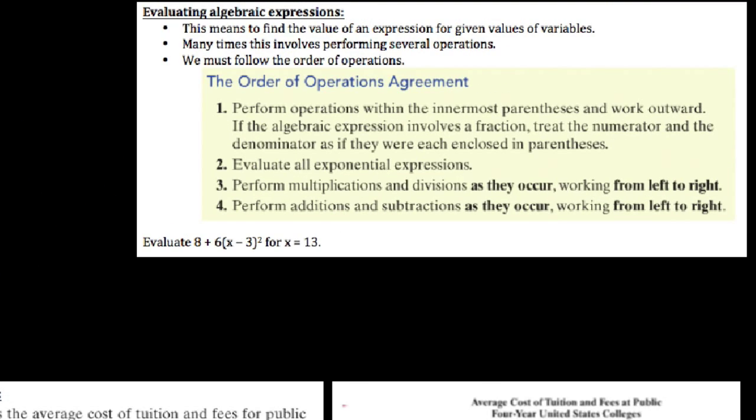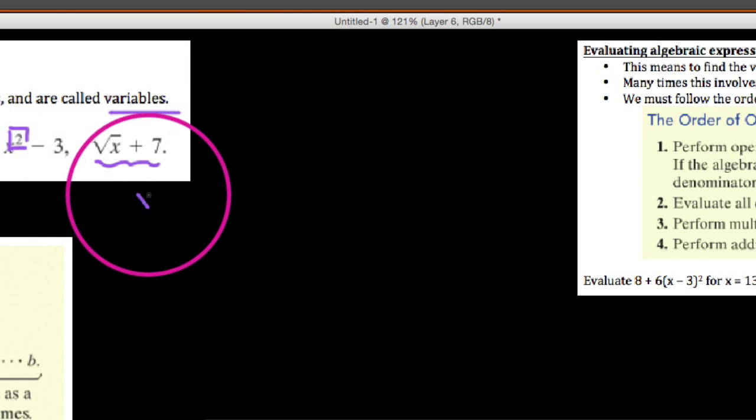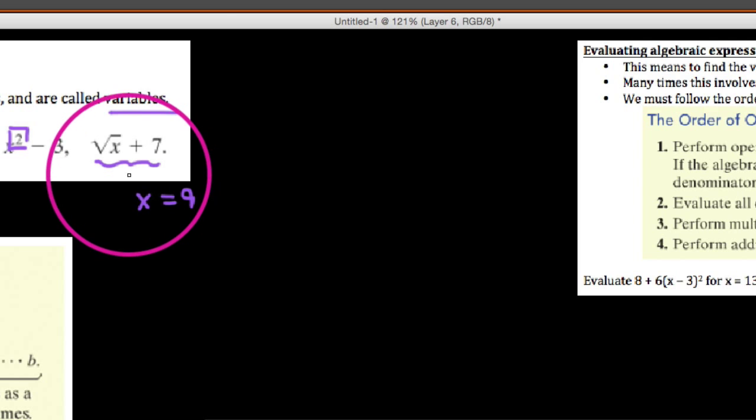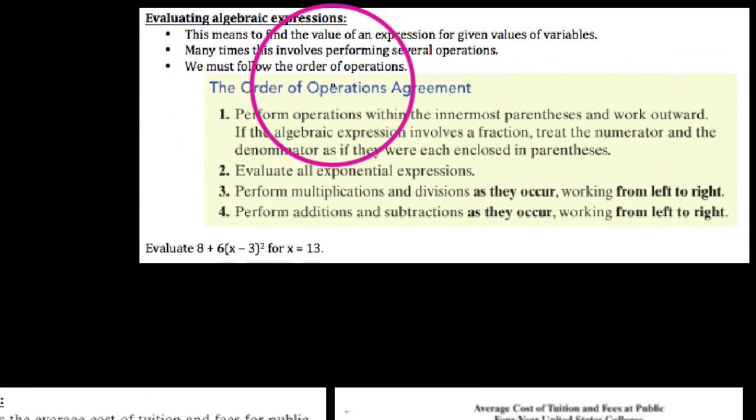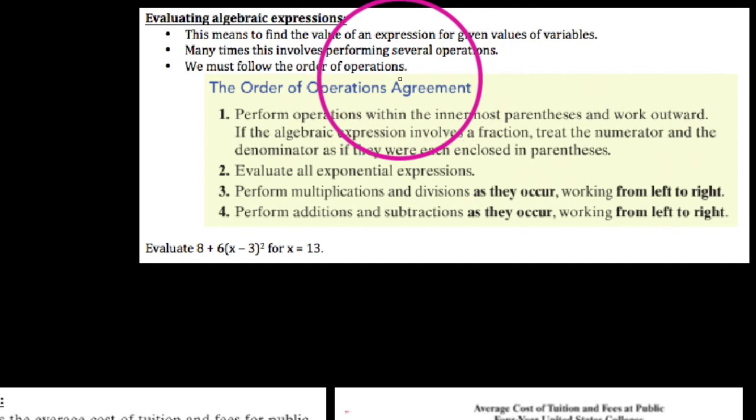Speaking of order of operations, when we evaluate algebraic expressions, let's go ahead and define what we mean by that. We say evaluating really means to find the value of an expression for given values of variables. So often we'll have a variable expression like this, and I'll say, go find the value of this if x were to be equal to 9, which means we'll just go plug it in. Because we sometimes have several operations going on, we're going to have to follow what we call the order of operations.